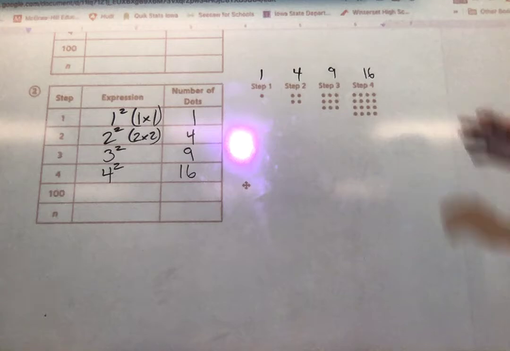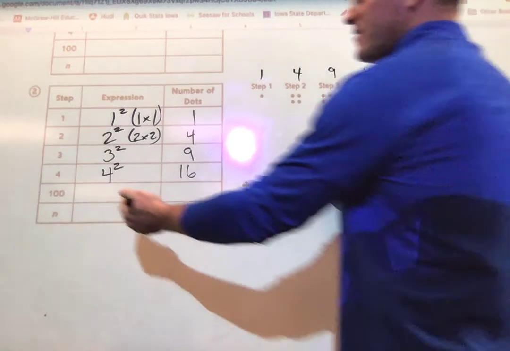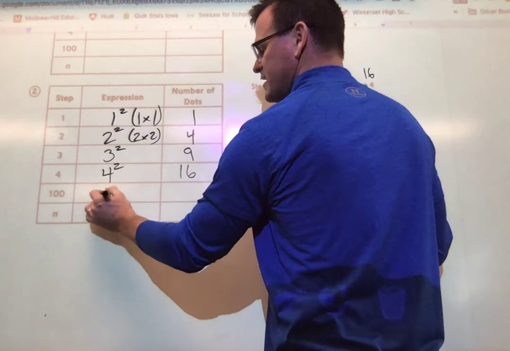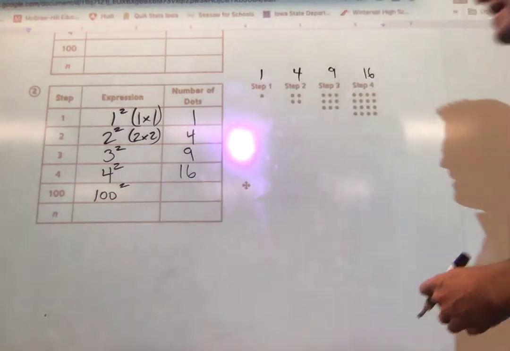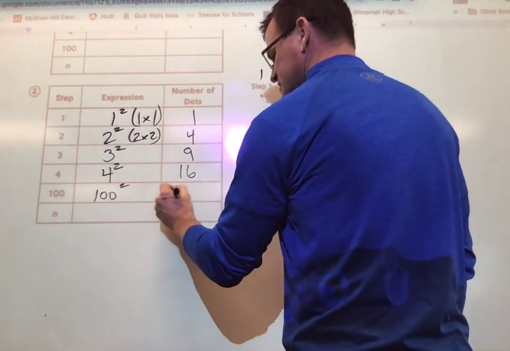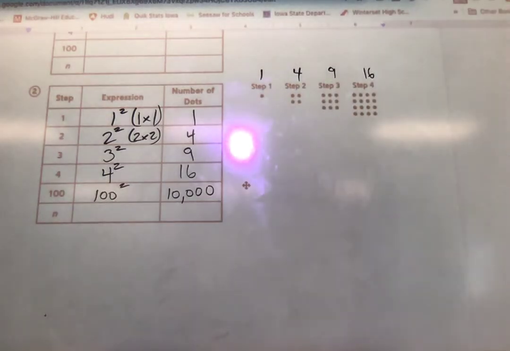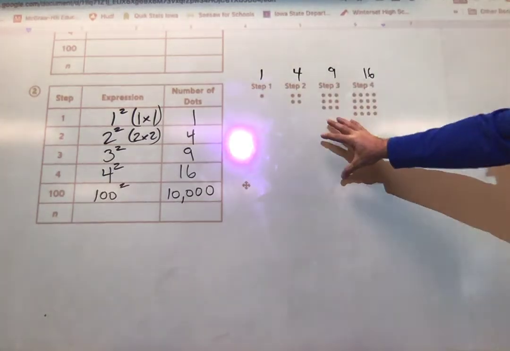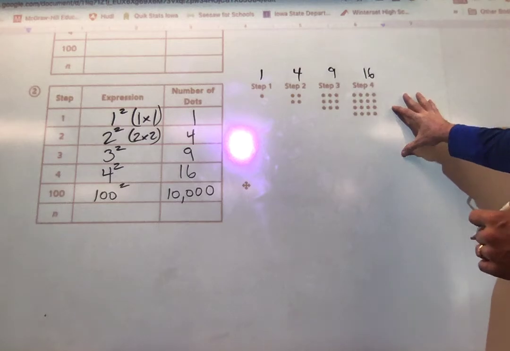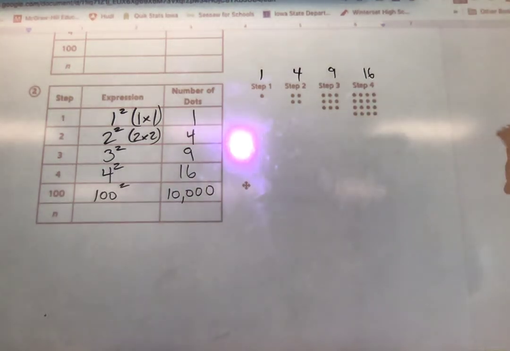So I can continue that pattern. Like 5 would be 5 squared. Step 6 would be 6 squared. Well, if I want step 100, that would just be 100 squared. Because I found the pattern, I don't want to draw that out. Okay, 100 times 100 would be 10,000. And so I found there'd be 10,000 dots if I got to step 100 if I kept going here. And again, in reality, we can't draw those things. So that's why I use these patterns and try to find these formulas to help us.